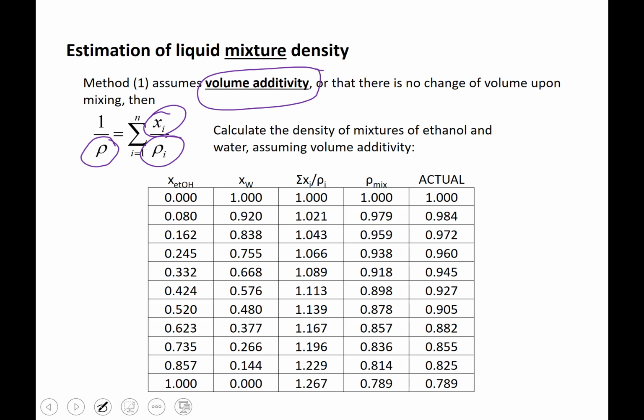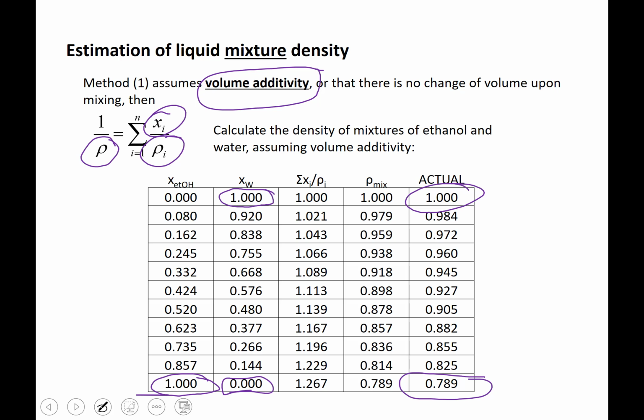So if we're doing water and ethanol, then we know the density of water, when the mass fraction of water is 1, then the density is 1. And for ethanol, when the mass fraction of ethanol is 1 and the mass fraction of water is 0, we have pure ethanol, and the density is 0.789. So we can get the mixtures in between.